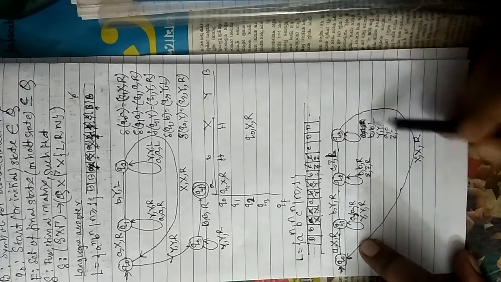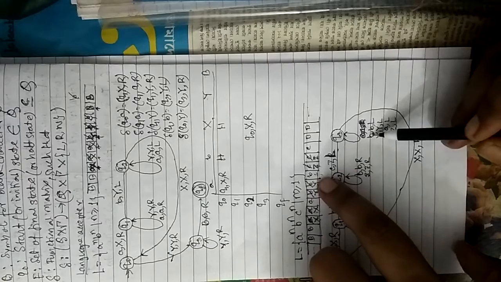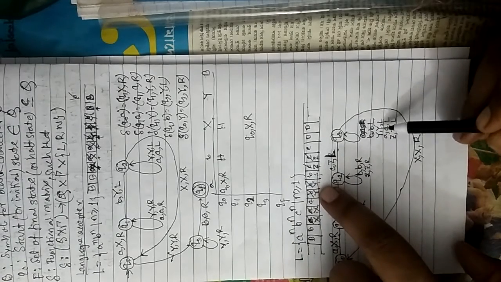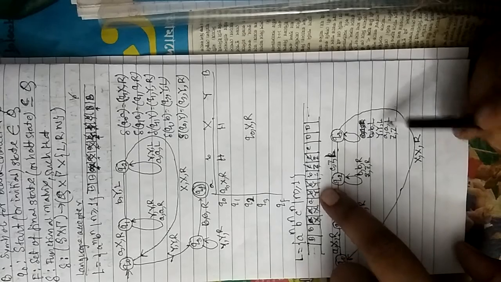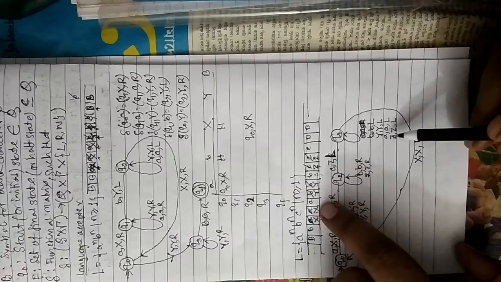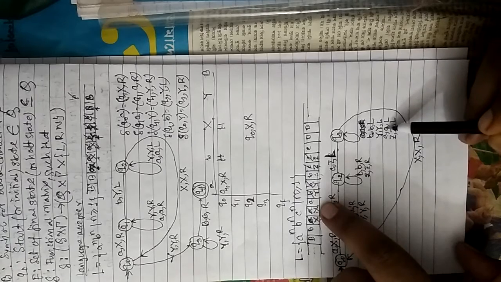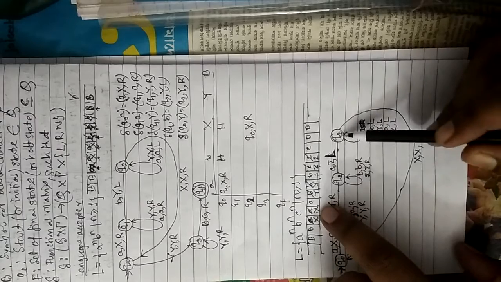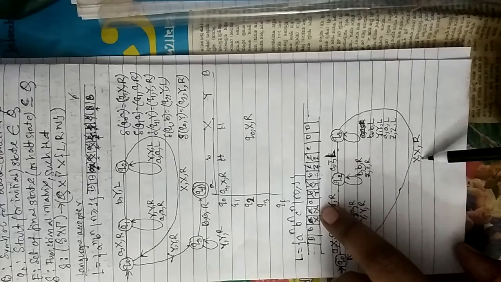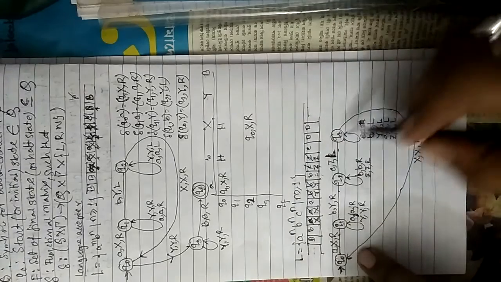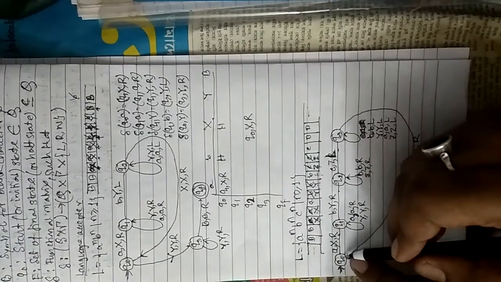Next what will happen, you will read b, replace b by b and go left, read y, replace y by y, go to left, again read y, replace y by y, go to left, again read a, replace a by a, left. Next you are at q3, you are reading the first x, replace x by x, go to right, because again you have to do this. So I am again coming from here to q0 state.